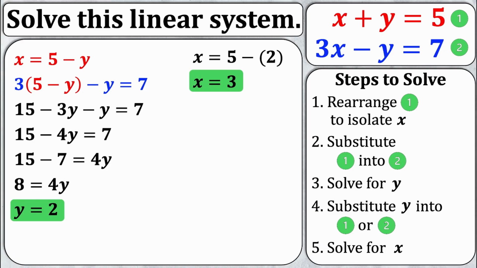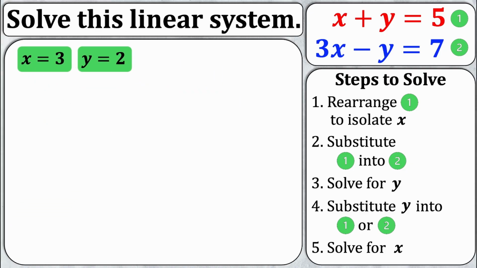Now that we've got our x and y value, technically we're finished, but we need to check our answer to make sure it satisfies both equations. That is, if I plug in x and y into those equations, are they true? Because if they're not true, then I have the wrong values, and all of this was for nothing. So let's check our work. We've got our x value equals 3, and we've got our y value equals 2.